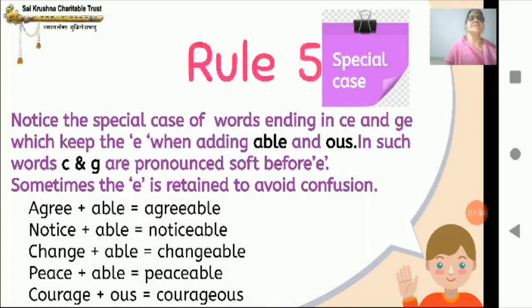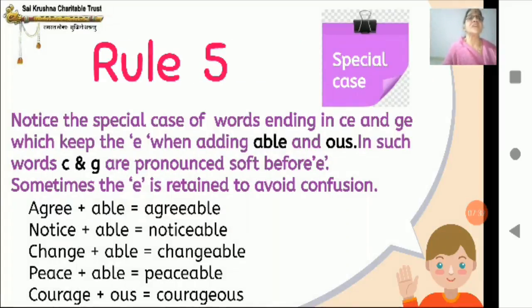Now look at this. The heading says special case, and this is rule number 5. Notice the special case of words ending in CE and GE, which keep the E when adding able and ous. In such words, C and G are pronounced soft before E. Sometimes the E is retained to avoid confusion.